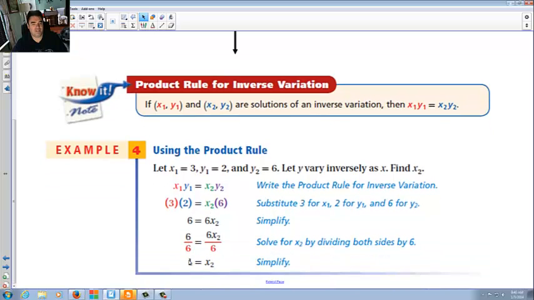Divide both sides by 6, and you get an answer of 1, meaning that the second x value has to be 1. And ask yourself, does 6 times 1 equal 3 times 2? And you're going to say, yes, it does.